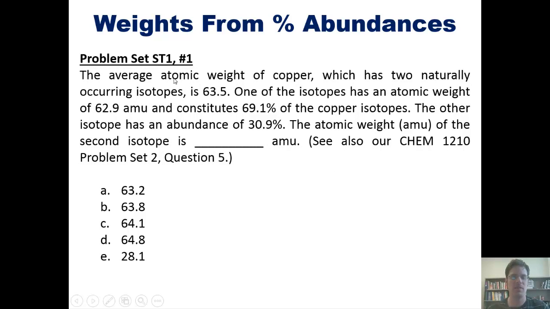Next one. The average atomic weight of copper, which has two naturally occurring isotopes, is 63.5. One of these isotopes has this atomic weight and this percent. The other isotope has an abundance of 30.9%, but we aren't given what the atomic weight is of that isotope. So I want you to figure out what the atomic mass is of the second isotope.